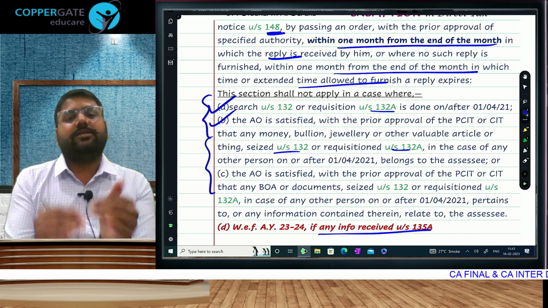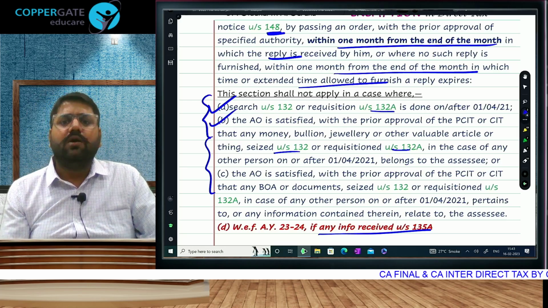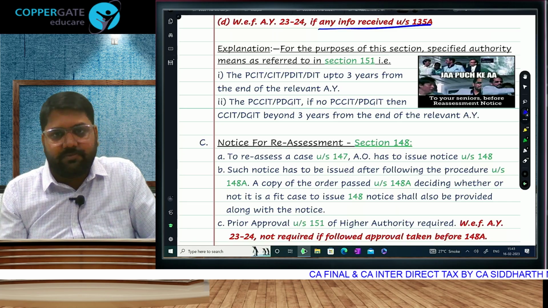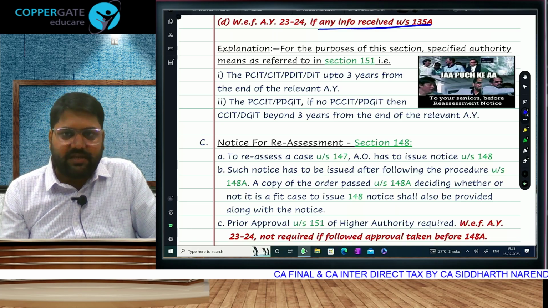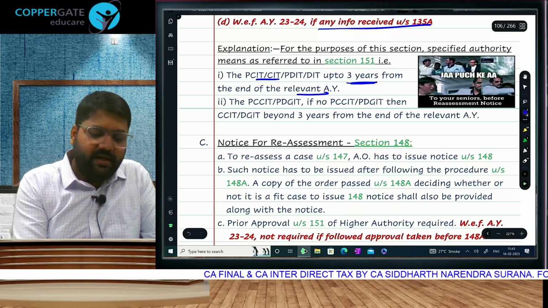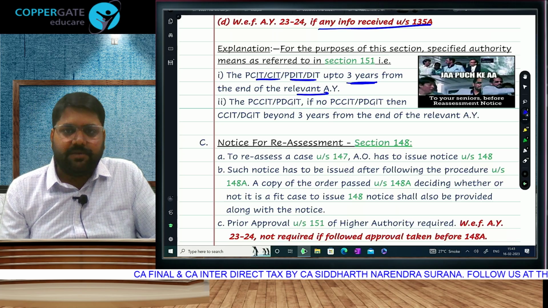Otherwise, in all other cases, first the procedure will be followed, inquiry will be conducted, we will decide whether we have to do reassessment or we don't have to do reassessment. For this entire concept of reassessment, who is going to be the prescribed authority? If it has to be done within 3 years from the end of the assessment year, then it will be the CIT or the DIT, and of course the CIT DIT includes the principal post also.